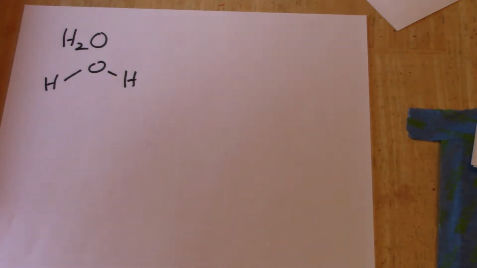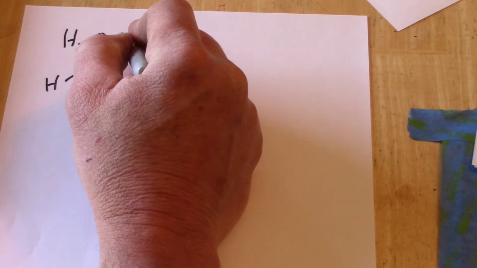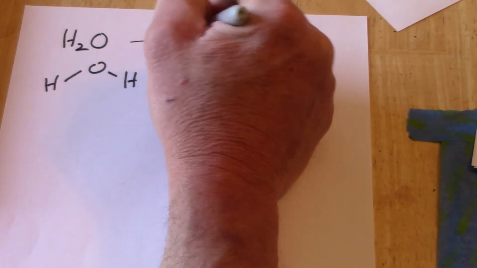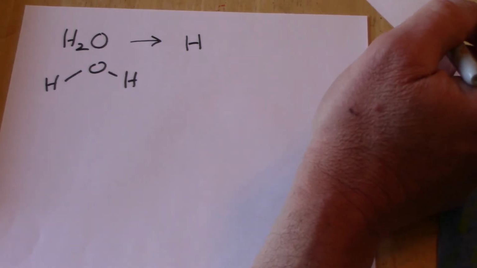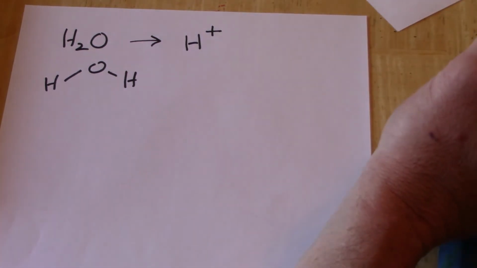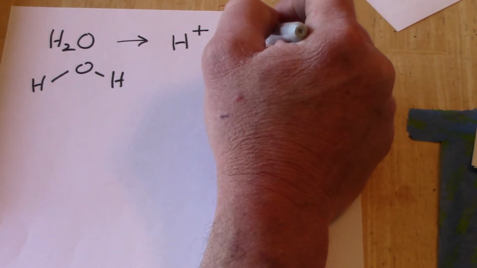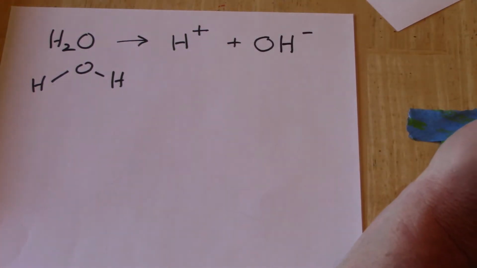Anytime you have a sample of water, a very tiny bit of it will break into separate ions. So an ion is an atom that has gained or lost an electron and then has a charge. So a hydrogen ion has a positive charge, and the hydroxyl ion, the OH negative, has a negative charge.